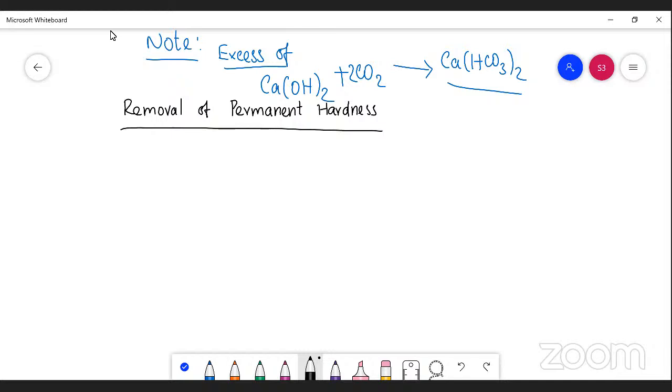There are three methods. The first method is adding washing soda. What is the formula for washing soda? Do you know that? Washing soda is nothing but sodium carbonate. So we are taking washing soda.